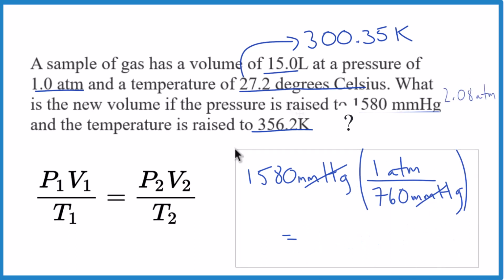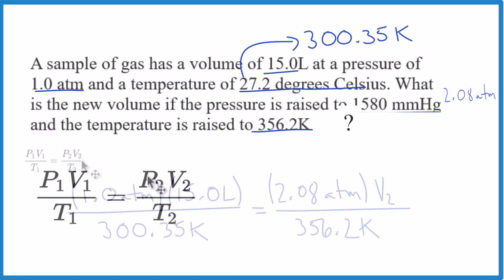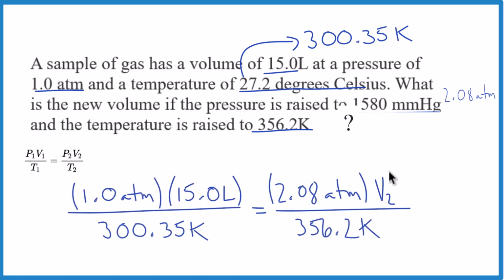So I'm just going to move this up here. Let's get rid of this. So at this point, everything's in the same units. I just plug everything in, and we're going to find that new volume, V2. That looks like this. So all that's left is to find V2, just to get this by itself in the equation.